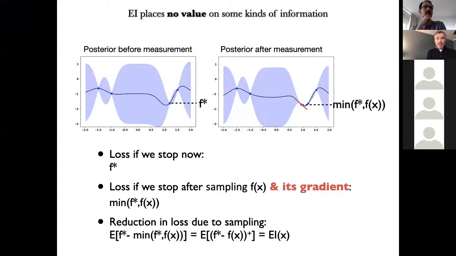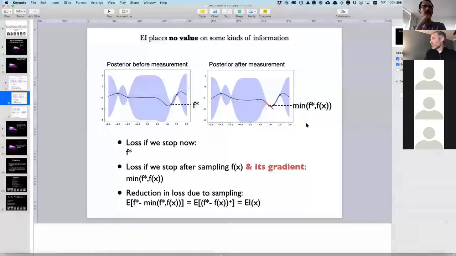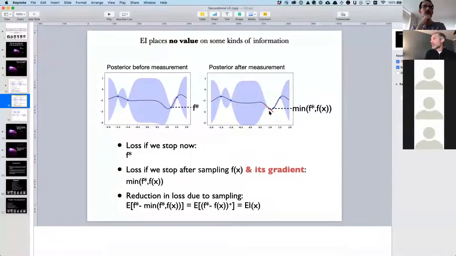Now, let me go back here. So let's say that I have the opportunity to evaluate not just the point, but also the gradient, right? That seems really useful. It seems like I'm getting a lot more information. We know from classical continuous optimization that evaluating gradients often enables rates of convergence that are much better than if I can't evaluate gradients. So it seems like a really useful thing to be able to know.